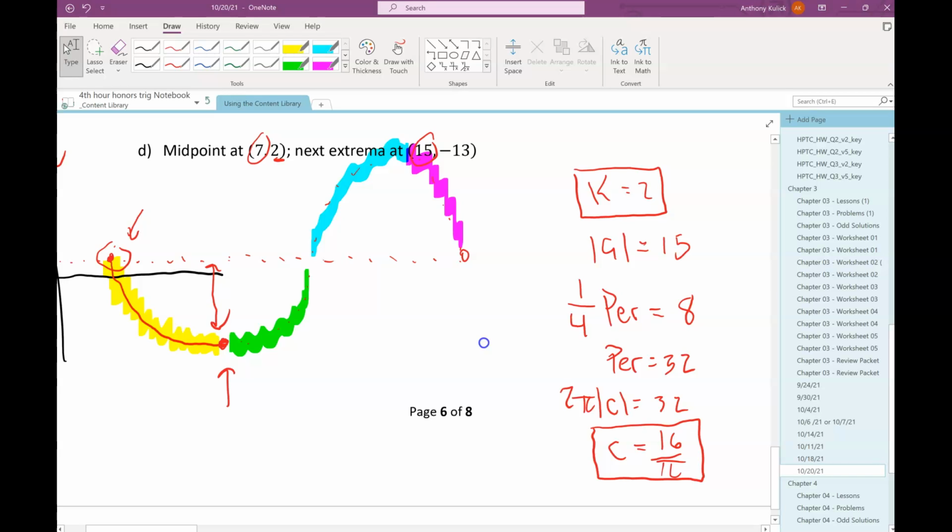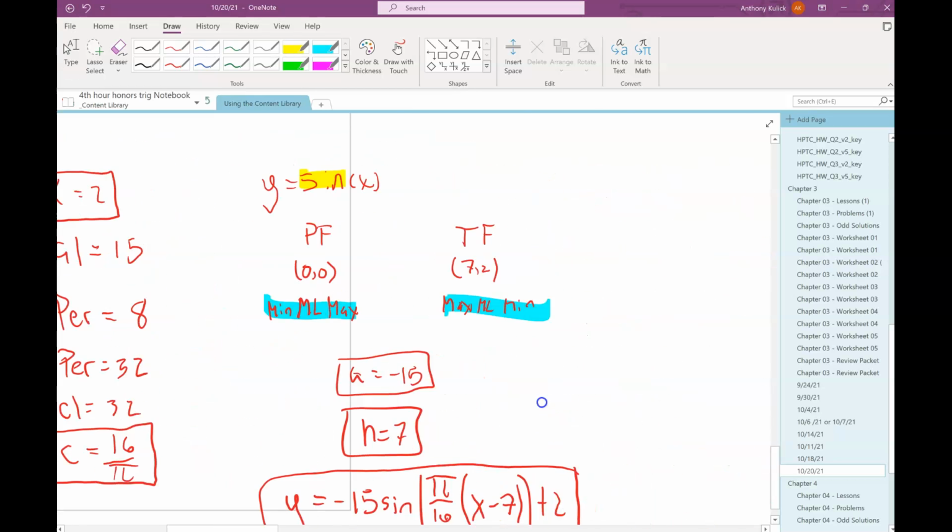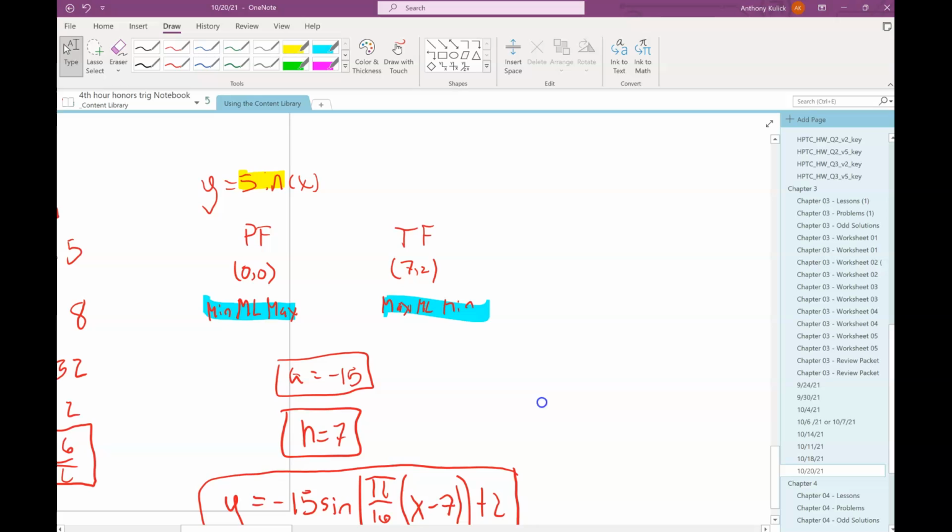Eric, can you explain why A is negative 15? Yeah. So if I compare the two types of midpoints I have, they're opposite, right? One is midline to max and the other is max to midline to min. Since they're opposite kinds of midline points, that's why the A is negative. So if they were the same, it would be positive. Correct.